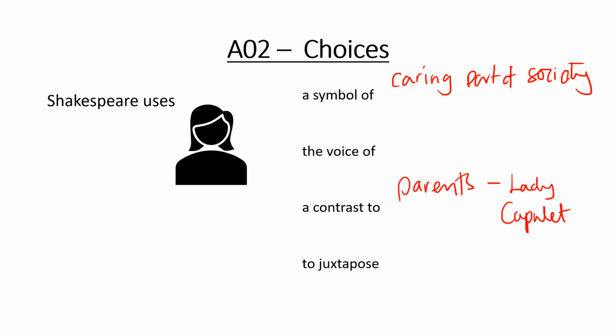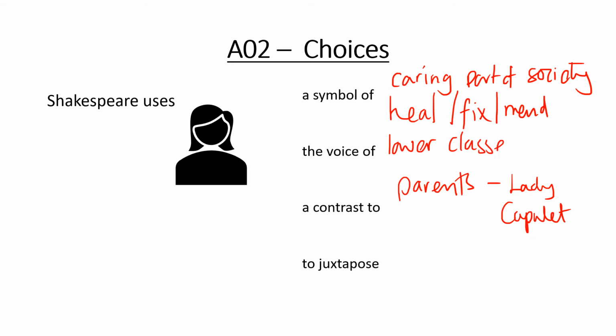And notice the nurse and the title with a nurse. And what do nurses do? They heal, they fix, they mend. And so what you can see in the story is that's what she's trying to do, fix situations, to heal things. And so when Juliet's supposedly dead, she can't do that anymore, can she? But also she's the voice of the lower classes. She's the voice of the lower classes in Elizabethan society.